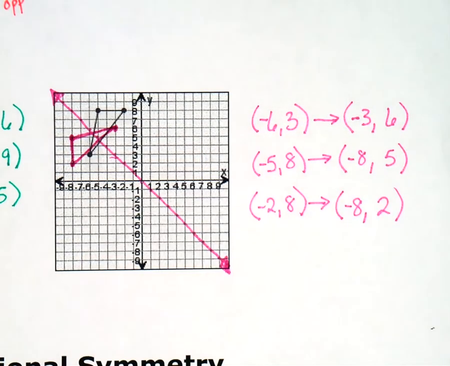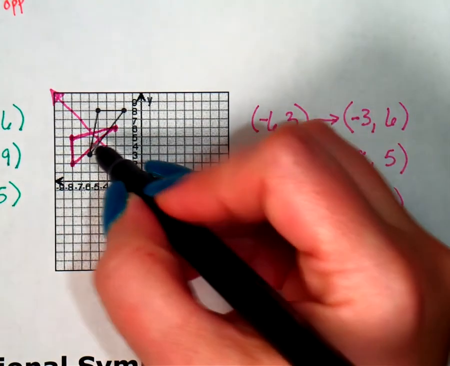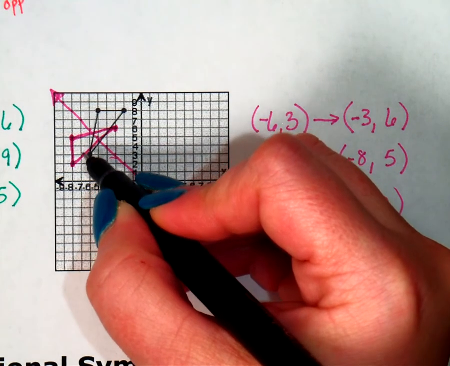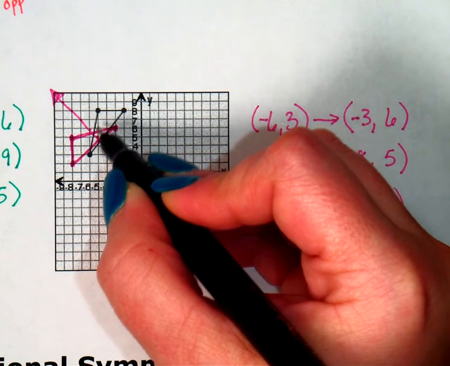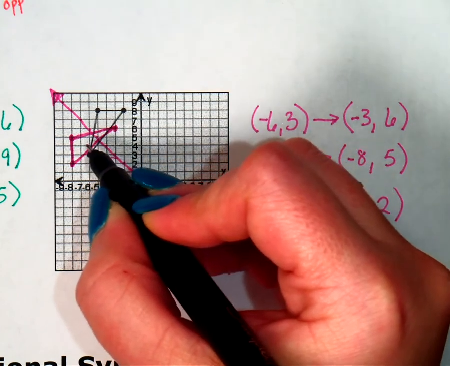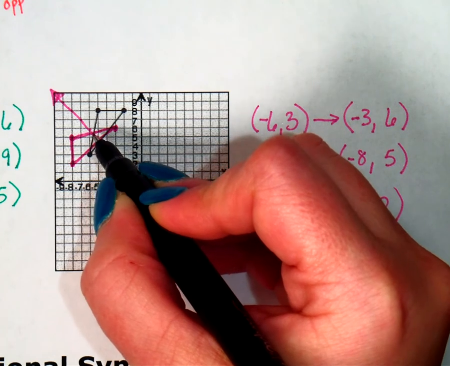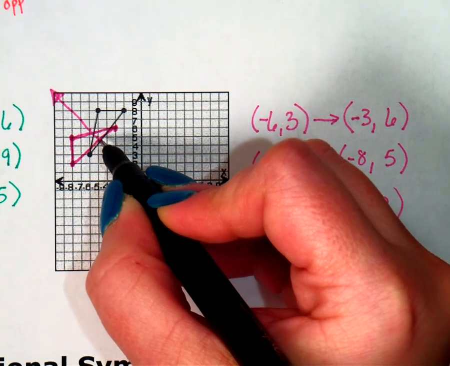Now what's kind of neat, if I had a ruler and I did it really neat, is we would see that these lines where my pre-image, this one, and where my image intersect should be, if I drew it correctly, should be right on my line of reflection.